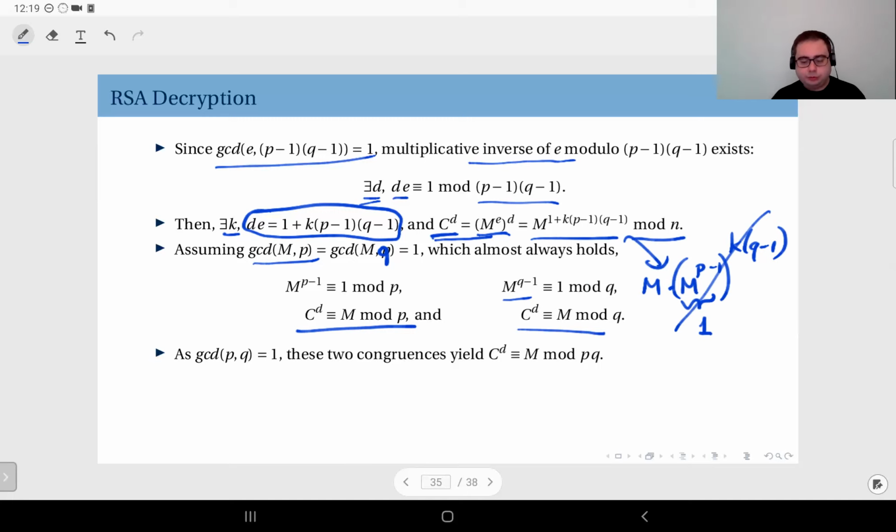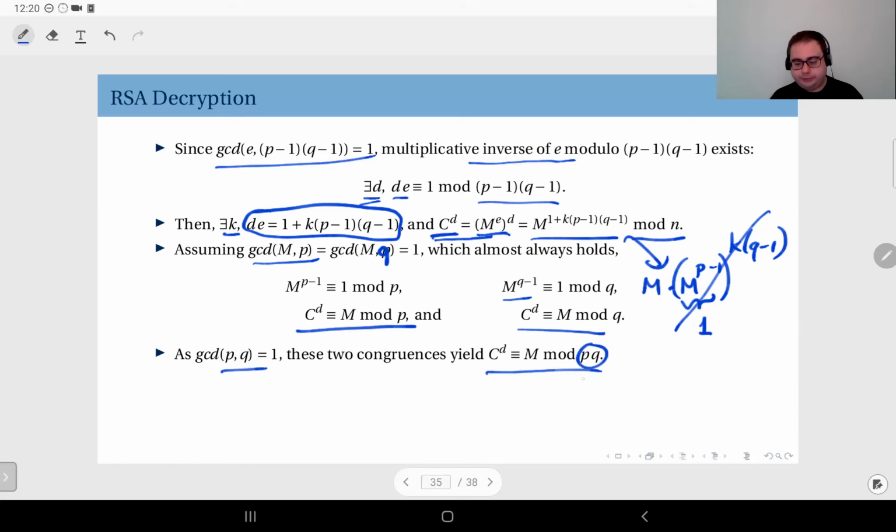And now you have two congruences. C to power D is congruent to M modulo P and also congruent to M modulo Q. And therefore, it's clear that since P and Q are prime numbers, they are obviously co-prime. These two congruences yield C to power D is congruent to M modulo PQ.